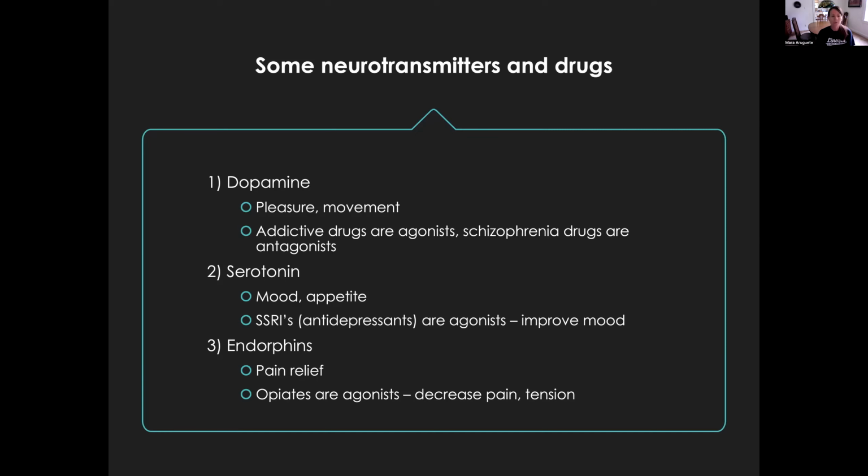Endorphins are another neurotransmitter, and they're involved primarily in pain relief. And so we see that certain drugs like the opiates, so those are drugs like heroin, like fentanyl, like hydrocodone, those are agonists, meaning they bring up the available amount of endorphins, and they have a tendency to decrease pain, decrease tension, relax people, and stuff like that.